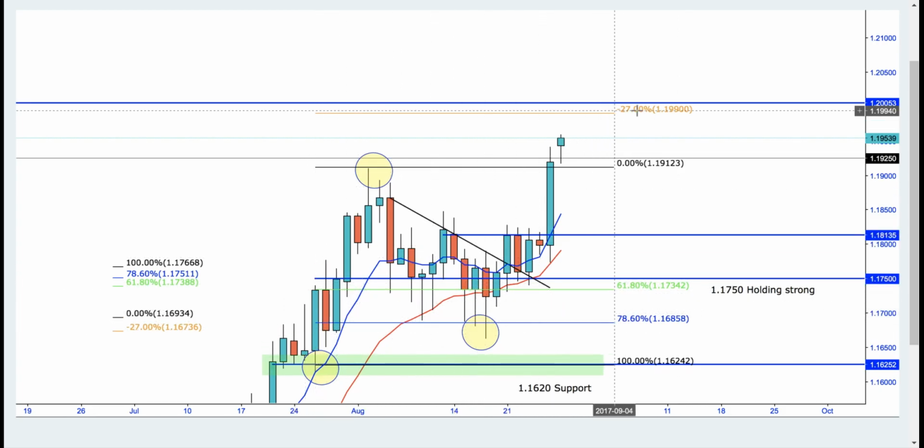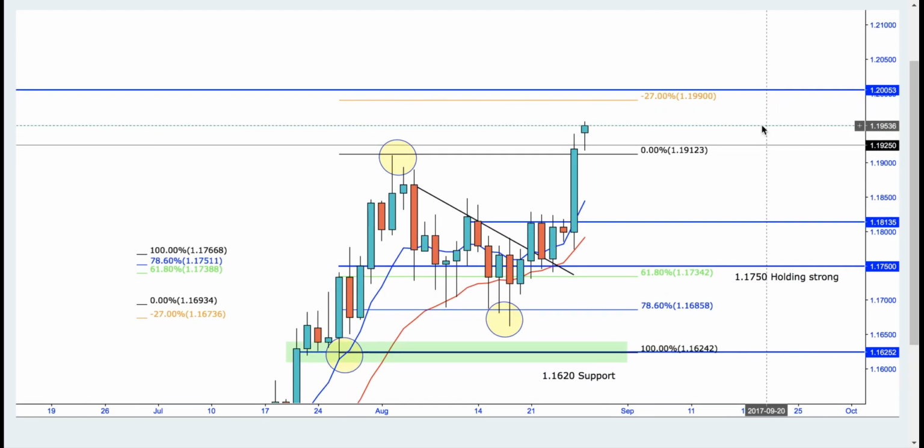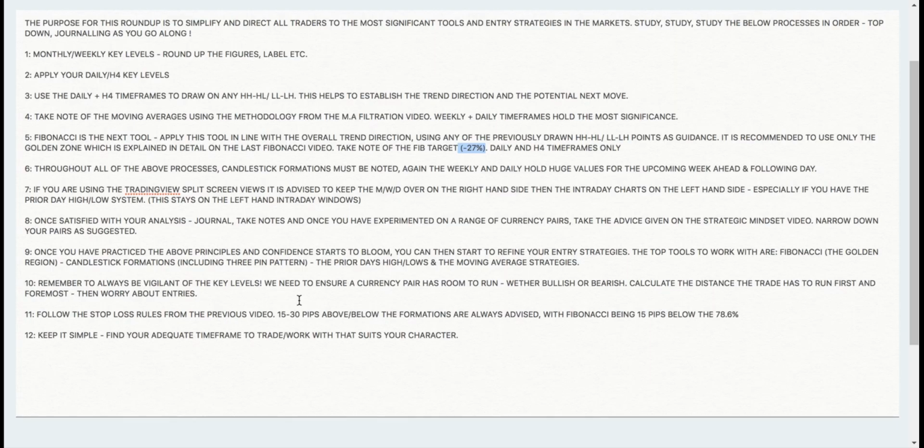Spike through it, reversed, and I'm looking at that target zone, which comes shy of 1.2, which is one of my key areas of daily resistance as well. So Fibonacci, just use that zone. Keep it short, keep it sweet and simple.